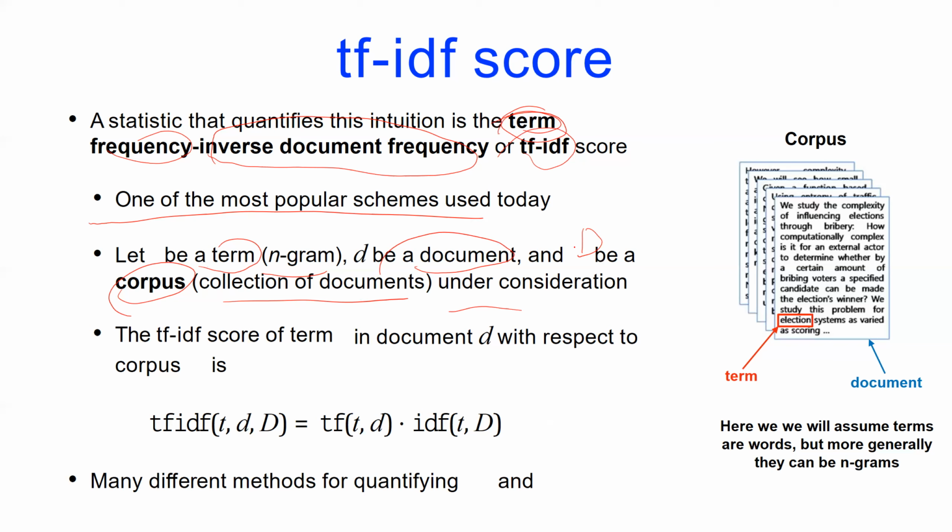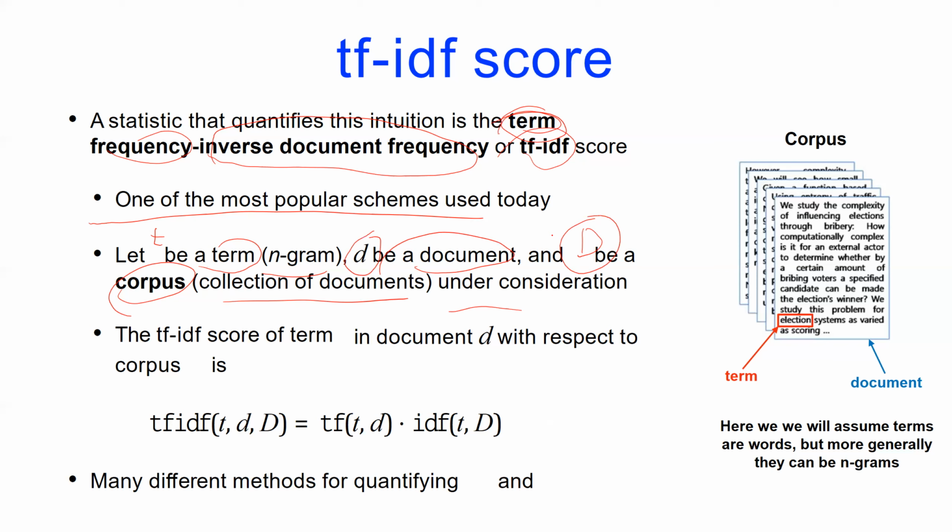Sorry, this is where I was stuck. I was looking for the T here. Thank you. Let small t be a term, because I was reading this sentence. Okay, let t be a term. We use the lowercase t to denote the term, and the lowercase d to be a document. Then the capital D denotes the corpus. Okay, so we have three letters here.